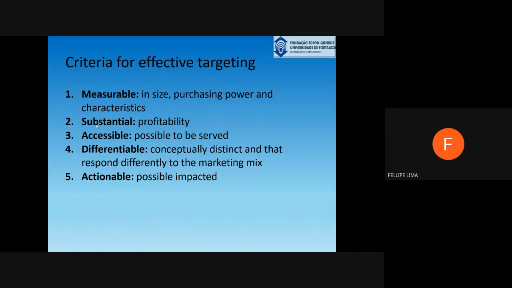Criteria for effective targeting. You have to think about measurable, size, purchasing power, and characteristics. Substantial, profitability. How profitable is going to be your product with that kind of marketing? Accessibility. How accessible is your product to the consumer that you want to target? Differentiability. You have to think about the kind of response of everyone in your marketing mix. And actionability. The impact that your campaign will have with your buyers or with your product in the new marketing.